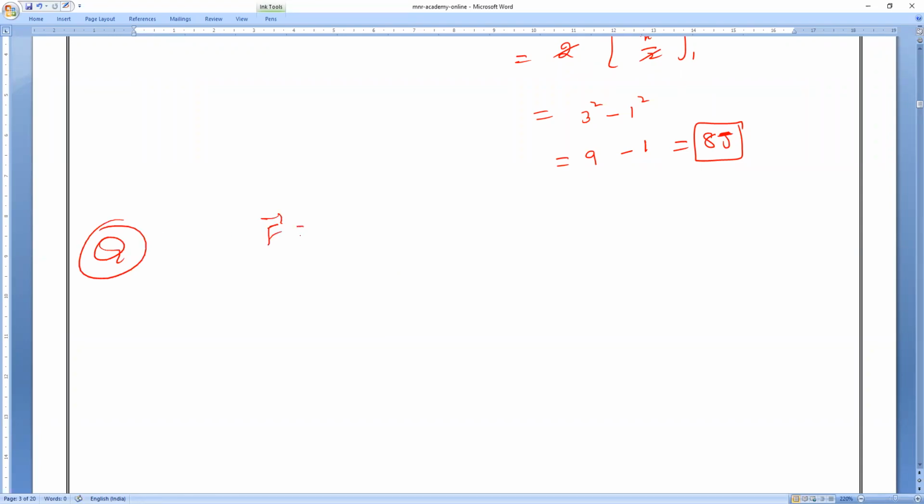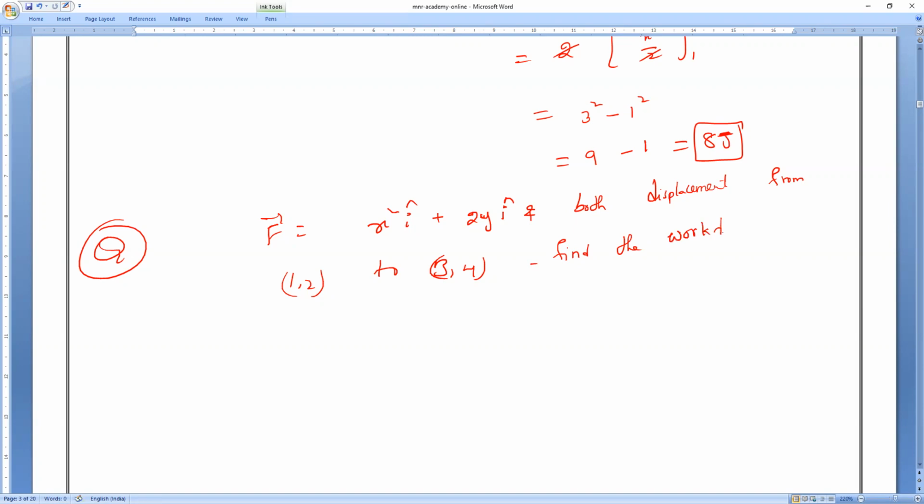Next question. The force F applied is equal to x square i cap plus 2y j cap. Now, all of you observe. The body displaces from (1, 2) to (3, 4). Find the work done. That is the question. Find the what, everybody? Find the work done.